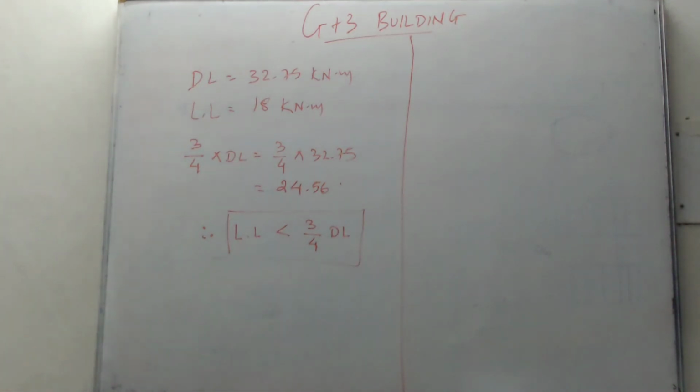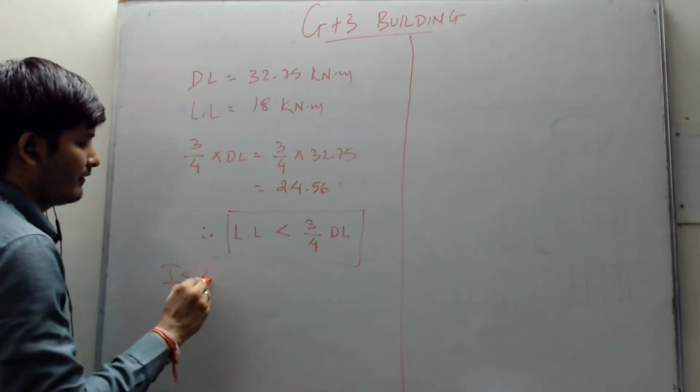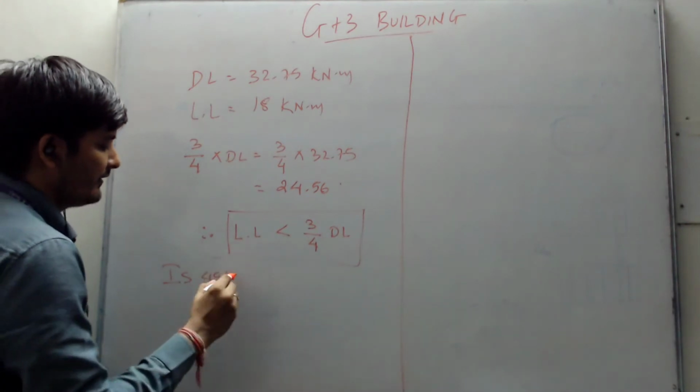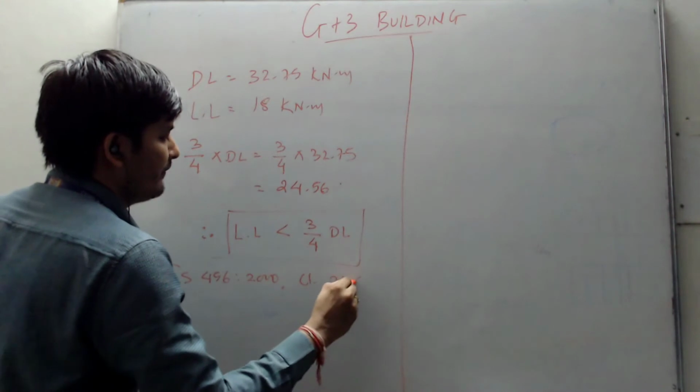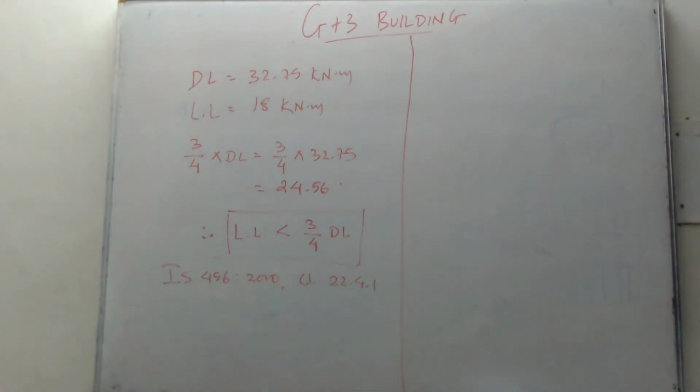So therefore, as per IS 456-2000, that we have seen recently, clause number 22.4.1, if live load is less than 0.75 dead load, the load arrangement may be designed as dead load and live load on all spans, right? So load cases required are dead load and live load, and no different load cases are required.